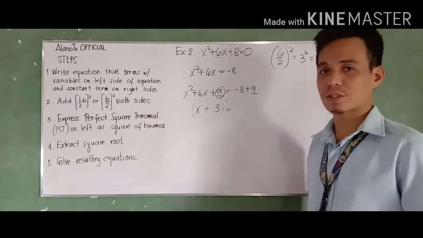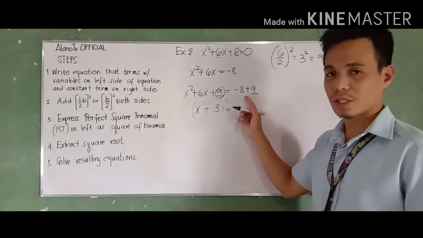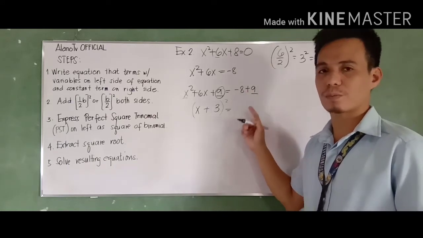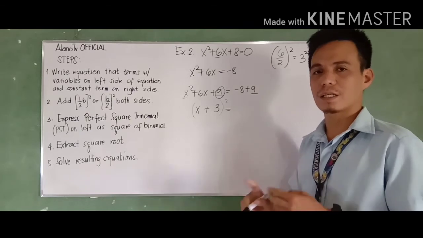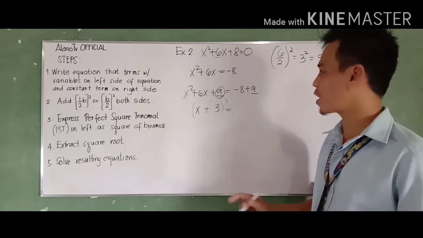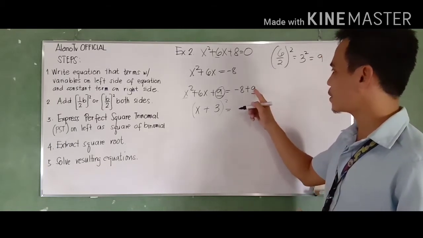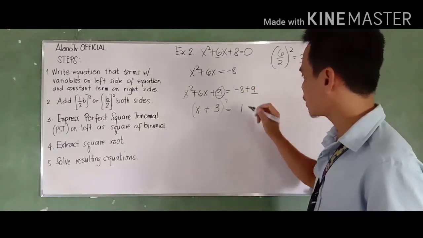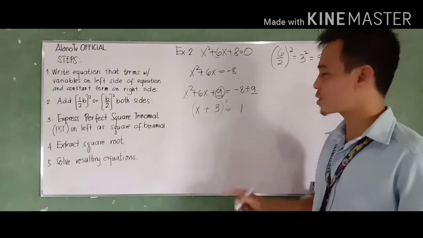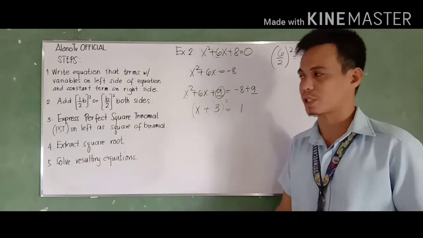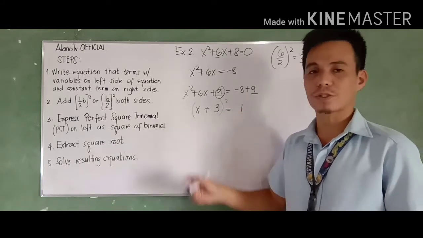So, performing the right side of the equation, we have negative 8 plus positive 9. Since our integers have different signs, we have to subtract and copy the sign of the larger number. So, 9 minus 8 is 1 and our sign is positive. So, no need to put a positive sign. Okay, there you have it, our step number 3.